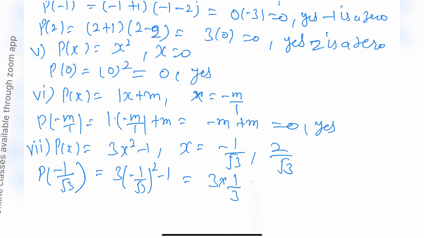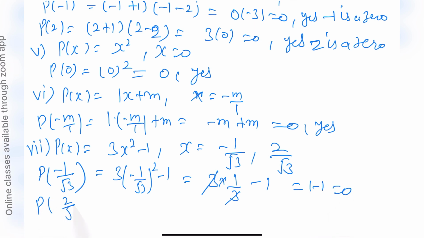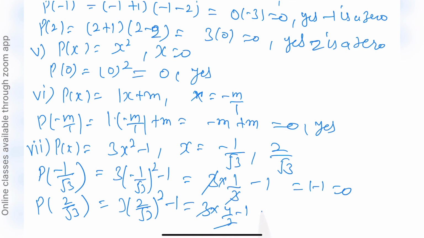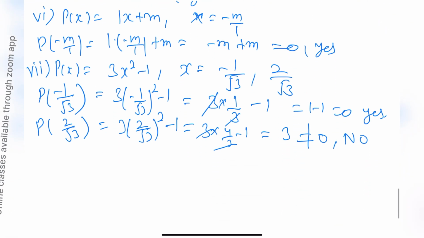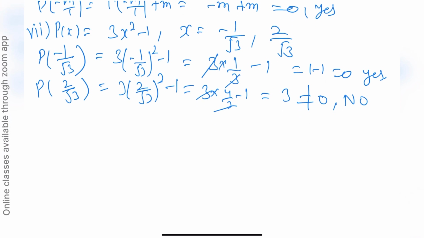So 3 into 1 by 3, because root 3 square is 3, minus 1. 3 cancels 3, 1 minus 1 is equal to 0. Then checking P of 2 by root 3 is equal to 3 into (2 by root 3) square minus 1. So 3 into 4 by 3 minus 1. 4 minus 1 is 3, which is not equal to 0. So this one is no and this one is yes. P of minus 1 by root 3 is a 0 of the given polynomial, but 2 by root 3 is not a 0 of this given polynomial.